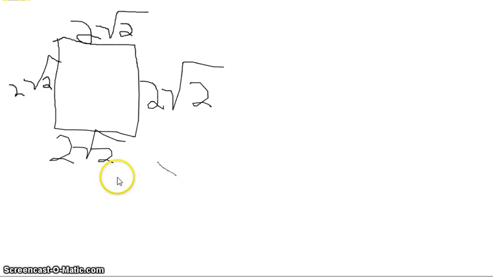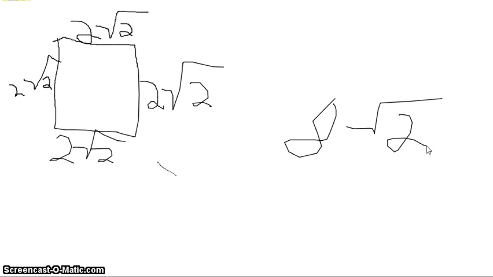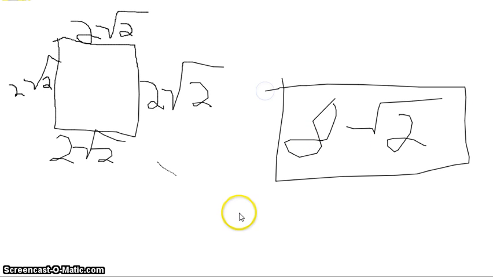And so to find the perimeter of these, we would take one of these and multiply by 4. So we get 8 radical 2. And that's the perimeter.